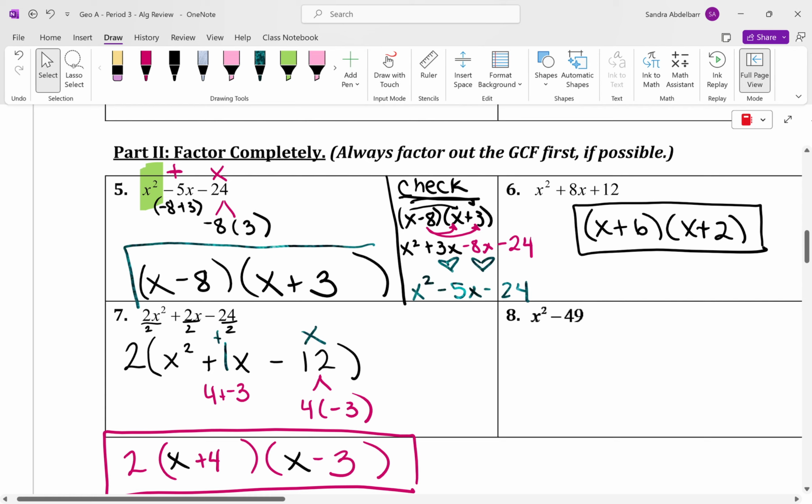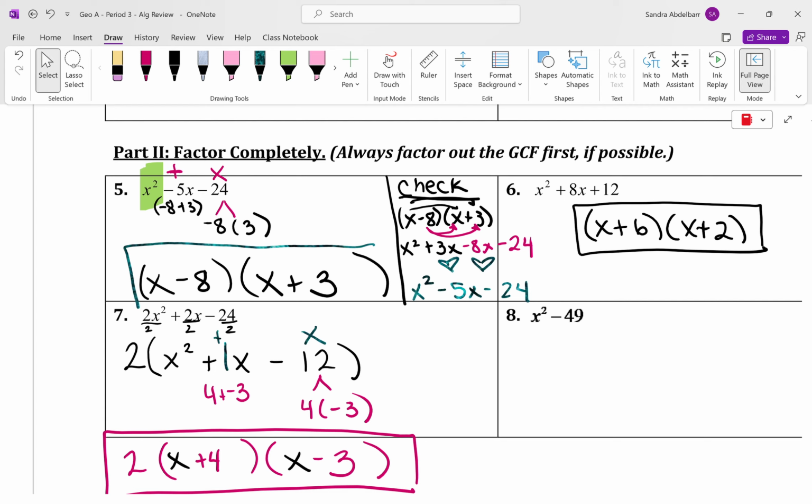Can somebody tell me, how does number 8 look different from the other 3 problems we did? Casey. There's only 2 terms, and I love that you use the word terms. All right, excellent. There's only 2 terms. Number 5, 1, 2, 3 terms. Number 6, 1, 2, 3 terms. Number 7, 1, 2, 3 terms. Number 8, 1, 2. Terms are split between plus or minus signs. That's how you know when something's a term. Right? There's only 2 terms here.